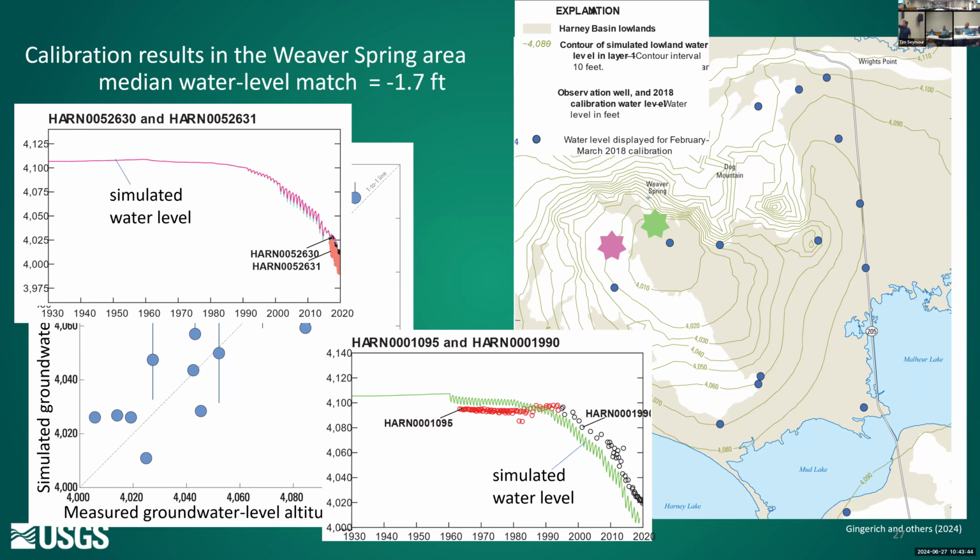But we were able to match the beginning of that drawdown and see it decline at the same rate through time. In some places we split the difference. The model predicts a bit lower water level at this particular well, but at the pink well it predicts a bit higher water level. So you have to balance between the two and get something that matches both as best you can.